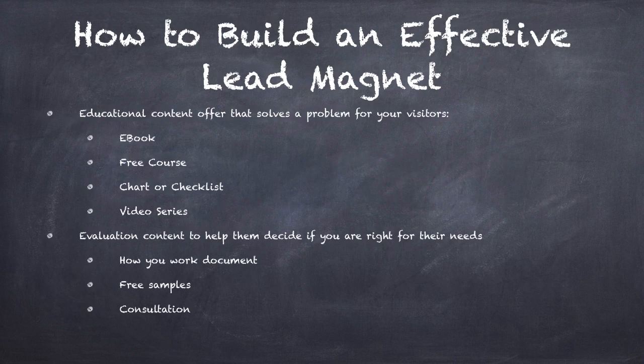As for building a lead magnet, there's two types of content here. There's educational content and then evaluation content. The educational content is going to solve a problem for your visitors. So this is an ebook, a free course, a chart or checklist, a video series. This video course you're watching right now is educational content. I'm teaching you how to do something.